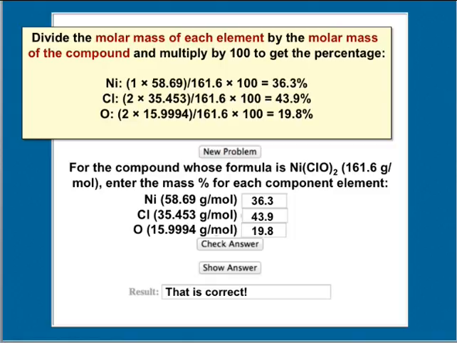Now the way the program rounds, these don't always add up to exactly 100. I apologize, but it's close enough.